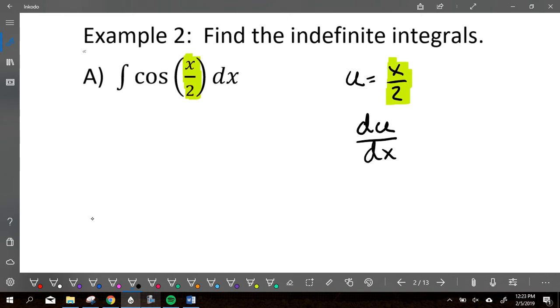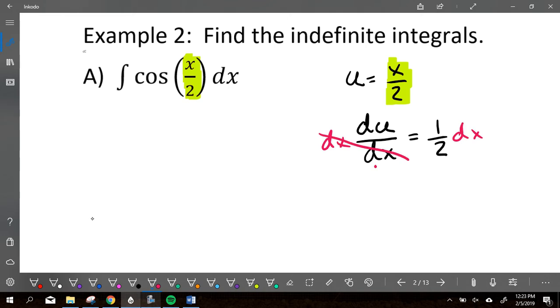Then over here on the side, we are going to take the derivative of u, and you need to write it like this because it'll make more sense. The derivative of u, so du over dx. What is the derivative of x over 2 going to be? 1/2. One other thing I'm going to do here is solve for dx, because in a second I'm going to do a substitution problem. So I want to get dx by itself. Right now it's not by itself. It's on the bottom. So I'm going to multiply both sides by dx.